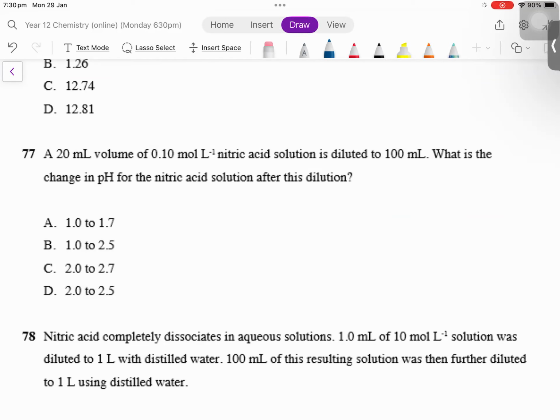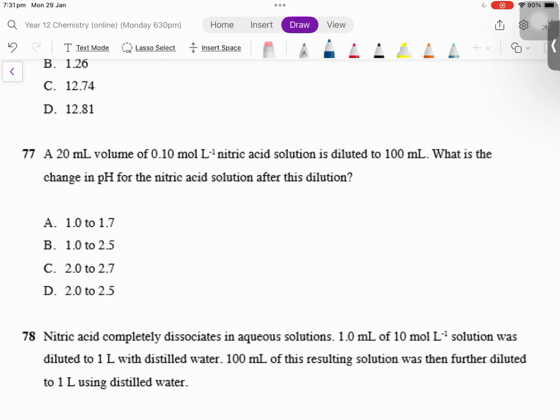Natalie, do you mind having a read of 77 for us, please? A 20 milliliter volume of 0.10 moles per liter of nitric acid solution is diluted to 100 milliliters. What is the change in pH for the nitric acid solution of this dilution?